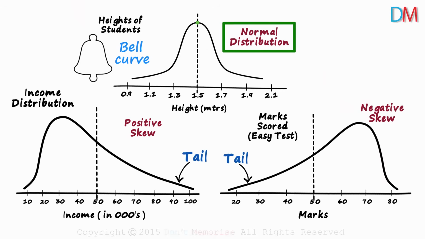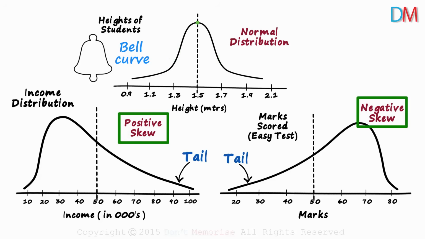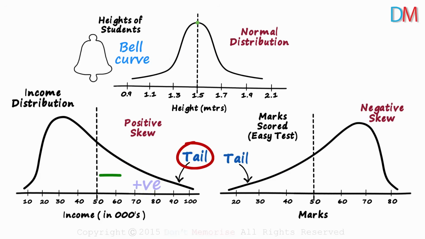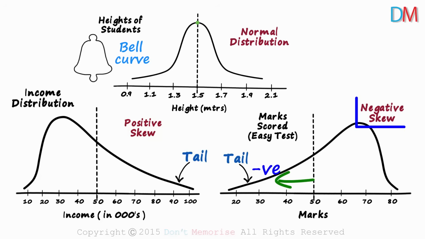In the normal distribution's case, the data is distributed equally on both sides of the central value. In cases where the data is skewed, the distribution is not equal on both sides. If the tail is towards the right side of the central value, we say that it's positively skewed, and if it's towards the left, it's negatively skewed.